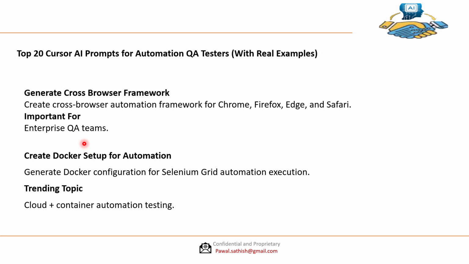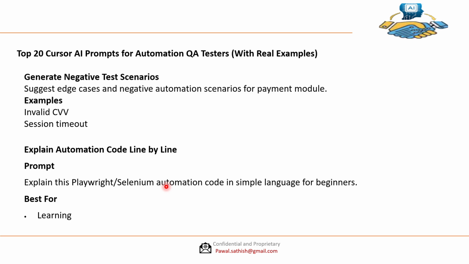If our application supports multiple browsers and we need to use cross-browser scripting, we'll simply give the prompt "create cross-browser automation framework for Chrome, Firefox, Edge, and Safari." Definitely, it will be useful and it increases the QA's productivity. Using Cursor AI, we will also generate the Docker configuration for Selenium Grid automation execution. It increases the productivity.